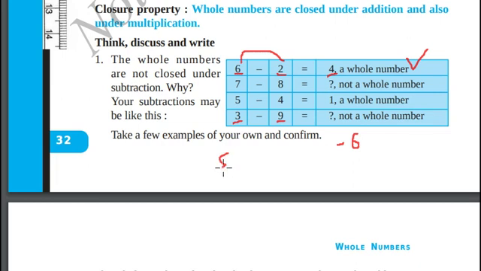We know that whole numbers have 0, then all other natural numbers. We don't have negative numbers in whole numbers. So subtracting two whole numbers may not be a whole number. This doesn't satisfy the closure property.